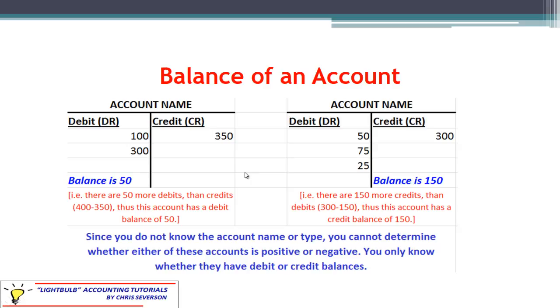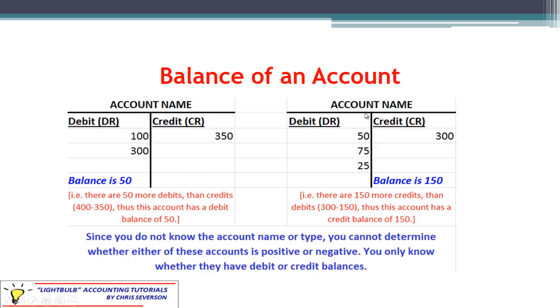Recall that when we talked about various accounts, we said that the balance of any account is either going to fall on the debit or credit side, and it's always going to fall on the side that has the highest balance. So in this case, we have 100 plus 300 debits, so we have $400 of debits and $350 of credits. So we have 50 more debits dollar-wise than we do credits. So the balance of this account, whatever the name of the account is, is $50 on the debit side because we have $50 more debits than we do credits. Again, it doesn't really matter what this account is. We know there are 50 more debits than credits, so that is the balance.